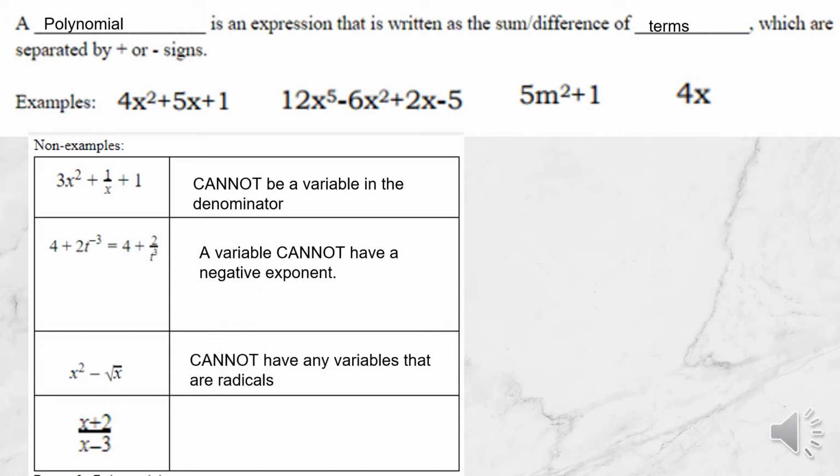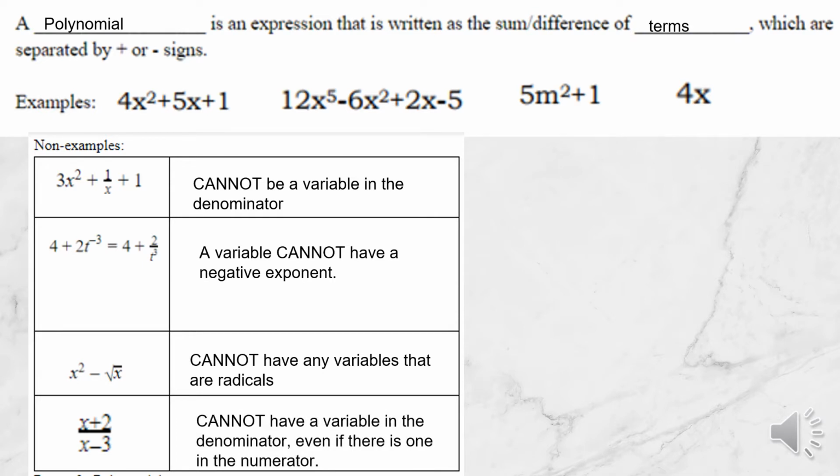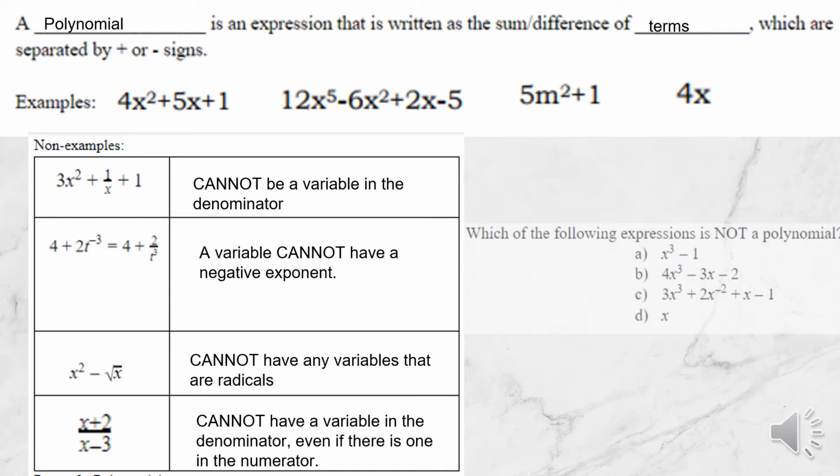The third one is that you can't have any variables that are radicals. You can't have any square roots, cube roots, fourth roots, etc. And lastly, again, even if there's an x or a variable on the top in the numerator, you still cannot have a variable in the denominator.